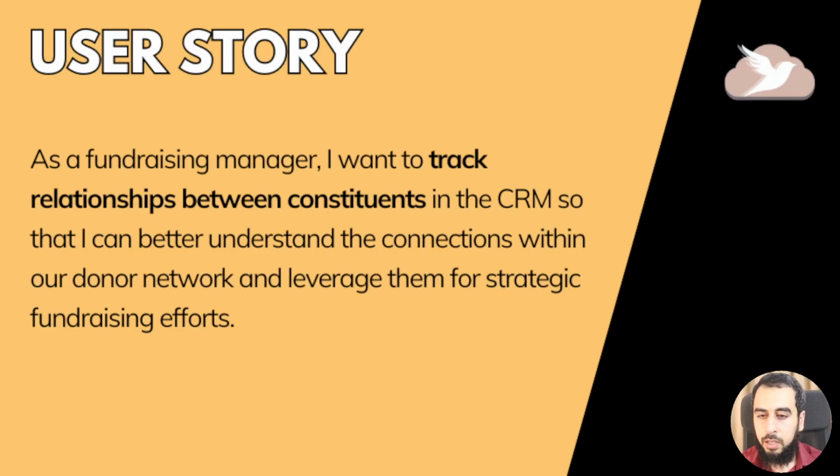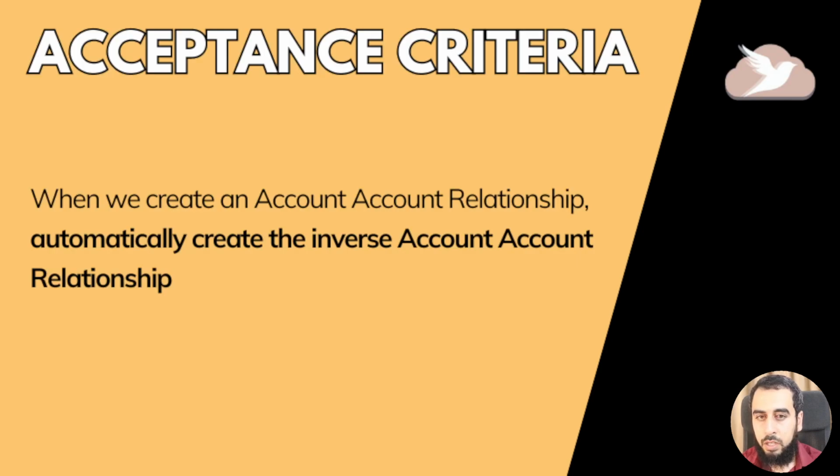This is not exactly a user story, but it's more like a requirement, something that we need in every nonprofit cloud. And this is tracking the relationships between constituents automatically. So we basically have two types of objects. We have account-account relationship, and we have contact-contact relationship. I'll explain this in more detail in a second.